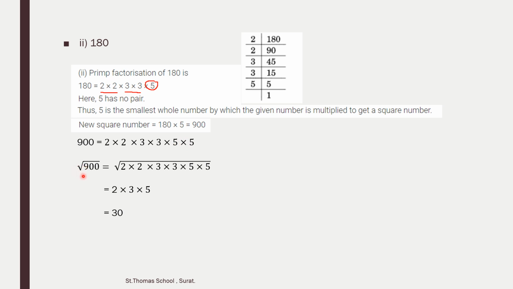Now you have to find the square root. So the square root of 900 is equal to the square root of 2 multiplied by 2, 3 multiplied by 3 and 5 multiplied by 5. Now in a square root, if one number is multiplied 2 times, you write it outside the square root 1 time. So here 2 times 2, so 1 time you write. Again 3 two times, 1 time you write. Again 5 two times, 1 time you write. 5 3s are 15. 15 2s are 30. So what is the square root of 900? 30.